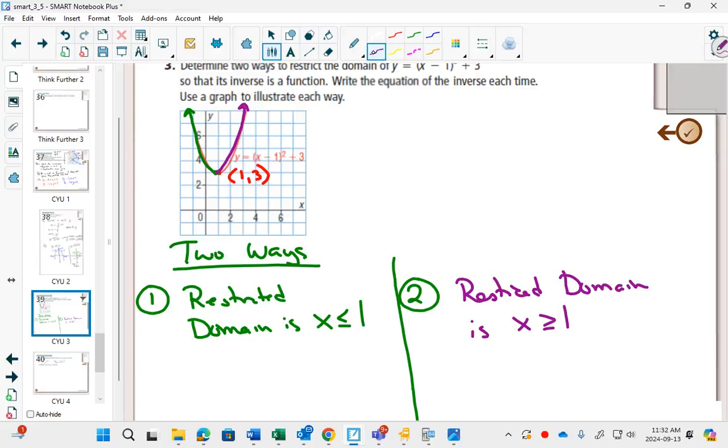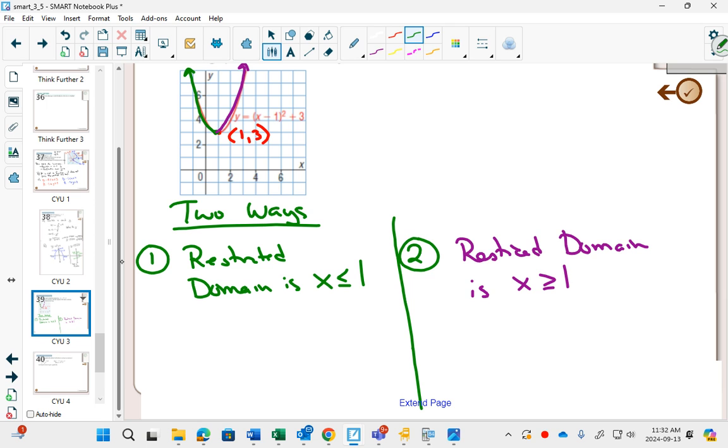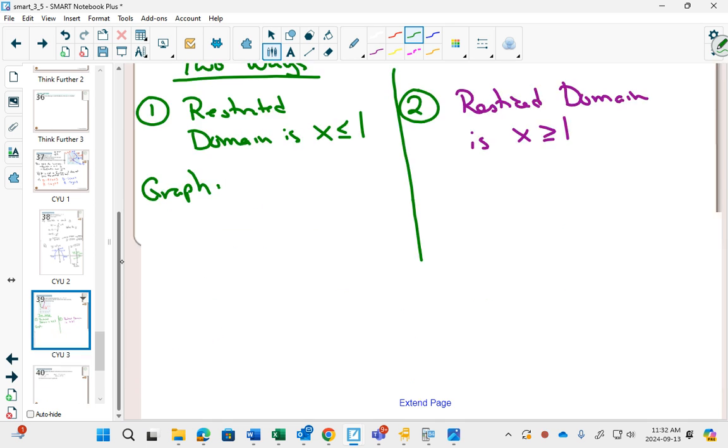Write an equation for the inverse both times and draw a graph to illustrate both ways. I actually think the graph part is the easier part, so we'll do that first, and then I'll give you two options for figuring out the equation. Okay? So we're going to do the graph next. So for the green one, I wanted to do the graph of the green one.